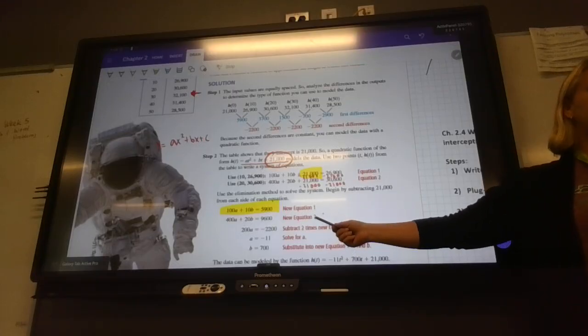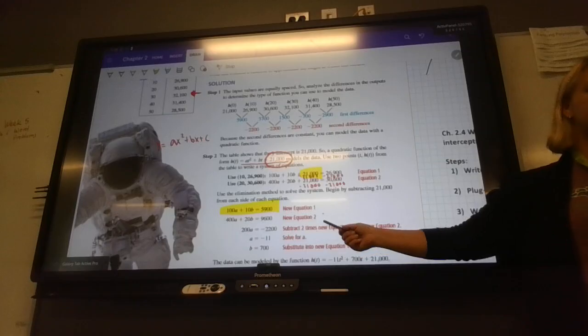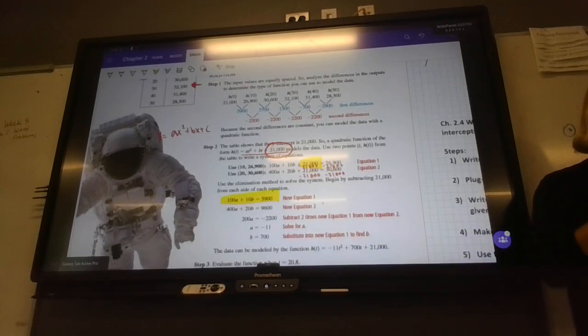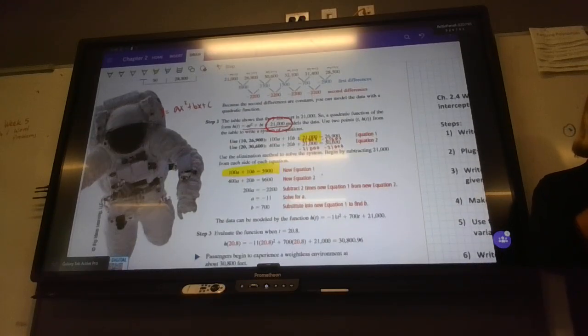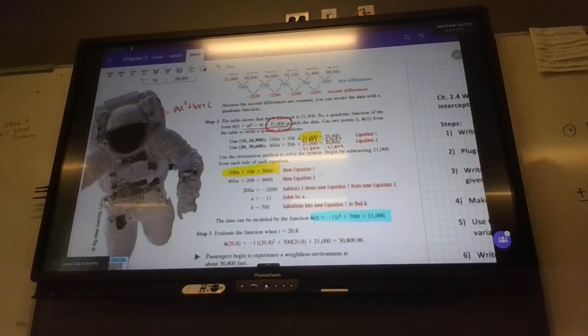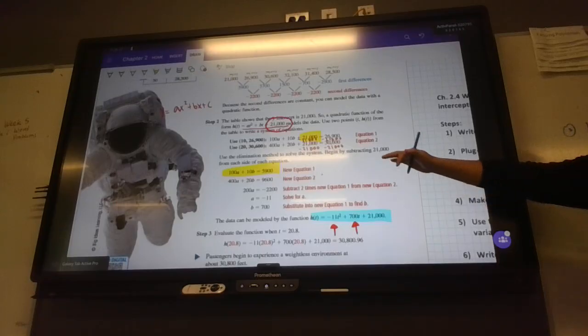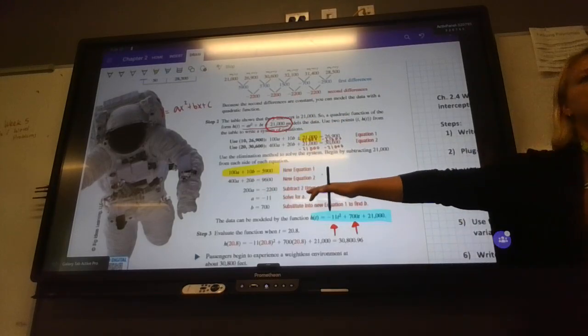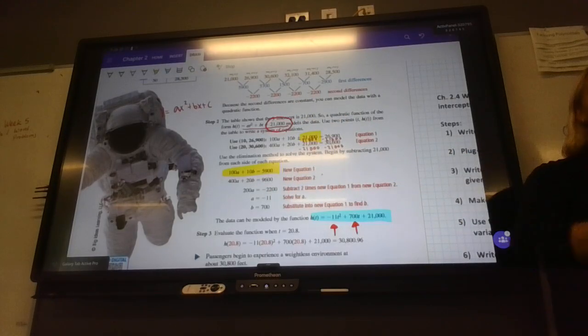From here, they did a system of equations to solve, and they're not showing a whole lot of work. And then they were able to write a function. And this is the function we just came up with. We found A to be negative 11, and we found B to be 700. Okay. So right here, if you understood this, you can understand this. There's a couple of different setup steps that is different than anything you've seen before.